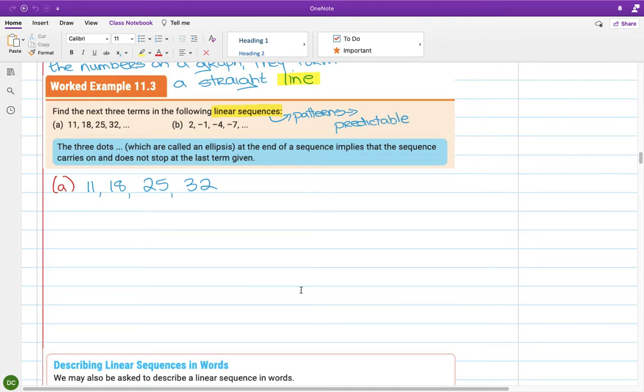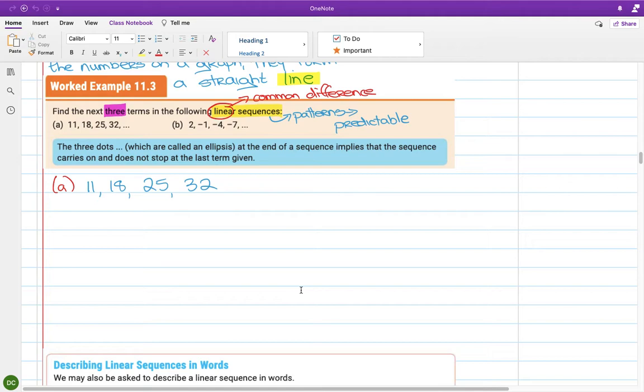If they're linear, that means we should have a common difference. What that means is that the jump between each number should be the same, and that's the device we're going to use to predict the next, what do they want? 3 terms. Okay, so let's do it.